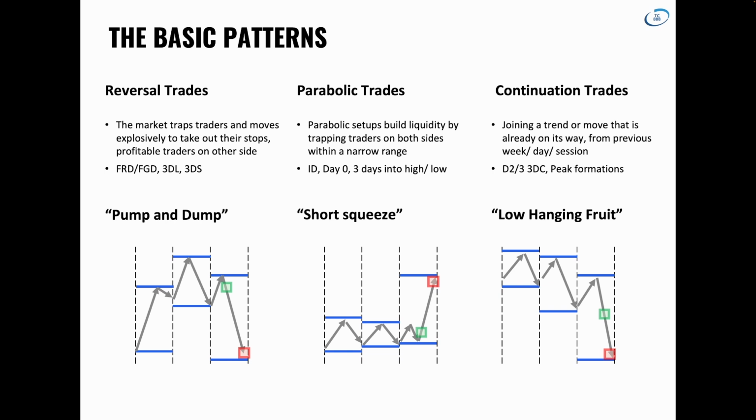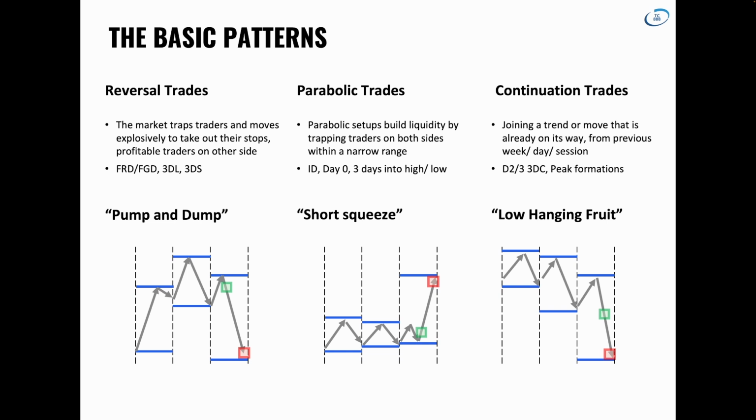That's the reversal trades. Parabolic trades, meaning parabolic setups, build liquidity, trapping traders on both sides of a narrow range. Signal days are inside day, day 0, 3 days into high or low. And then you get a short or a long squeeze. So it's coiling, basically, building liquidity on both sides. Inside day is a very nice signal. There you see it best.